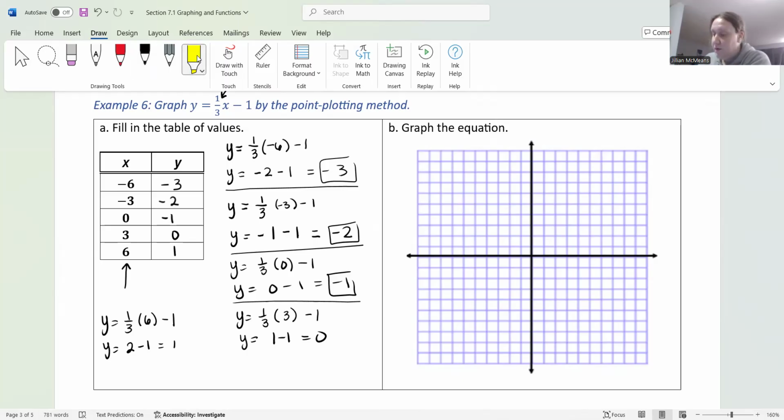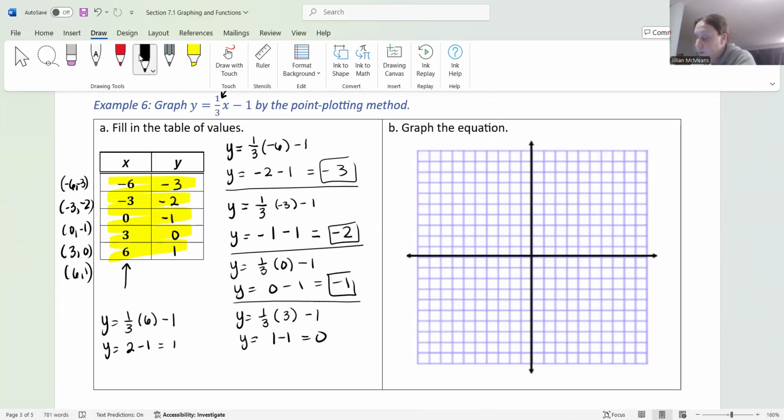That's what all of this mess right here is. This is our table of values, okay? We have our column of x coordinates, and then directly beside the x coordinate is its corresponding y coordinate. Those two match up to be an ordered pair. So for example, our first ordered pair is -6, -3. Then we have -3, -2, 0, -1, 3, 0, and 6, 1. Those are the ordered pairs we're going to graph.